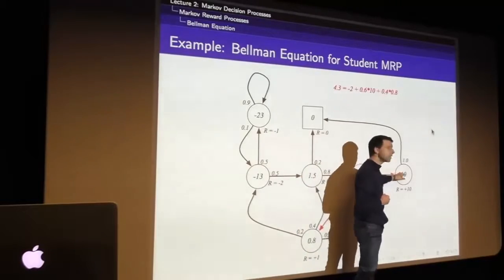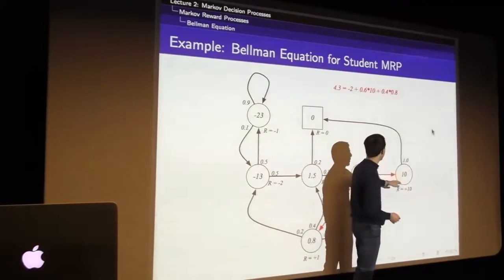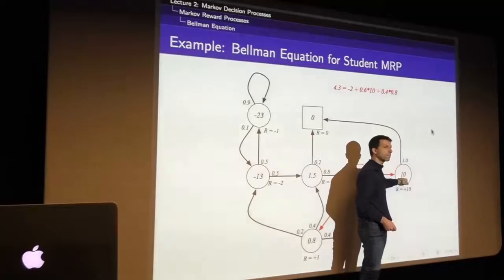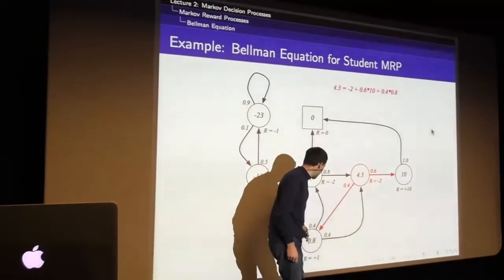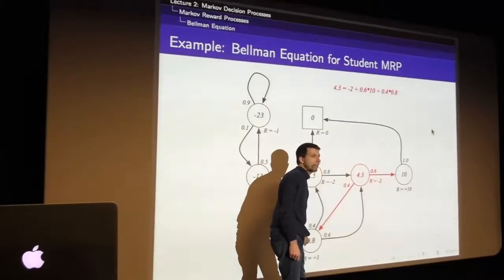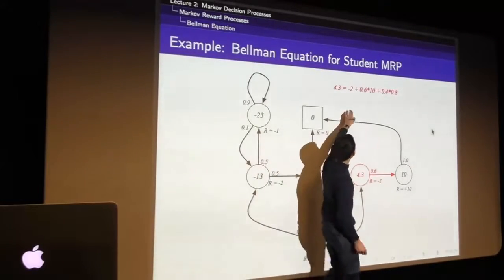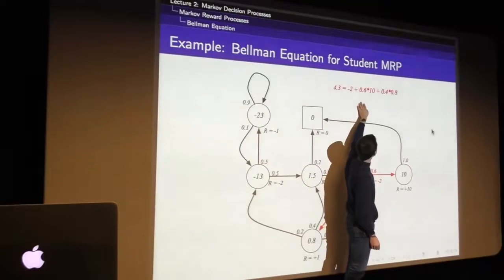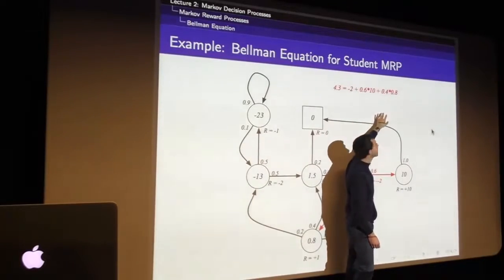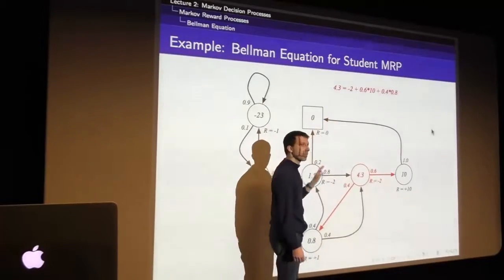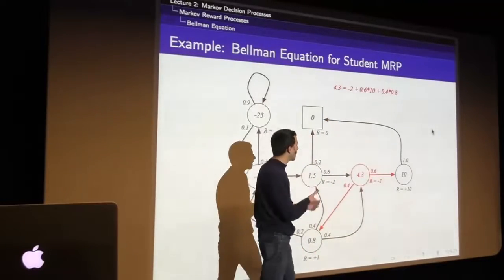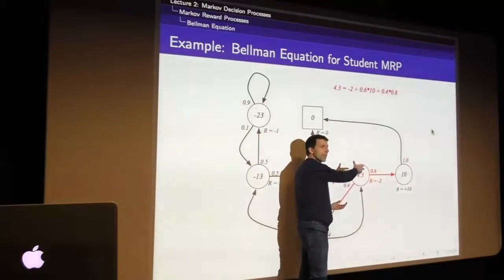And then with 0.6 probability, you're going to move through to the next class and end up somewhere with a value of 10. But there's also 0.4 probability that you'll go to the pub and you'll end up in this state which had a value of 0.8. Okay, so if we sum those things together, we get -2 plus 0.6 times 10 plus 0.4 times 0.8, which to numerical precision is 4.3. Okay, and so that validated the fact that this really is the value of this MDP.